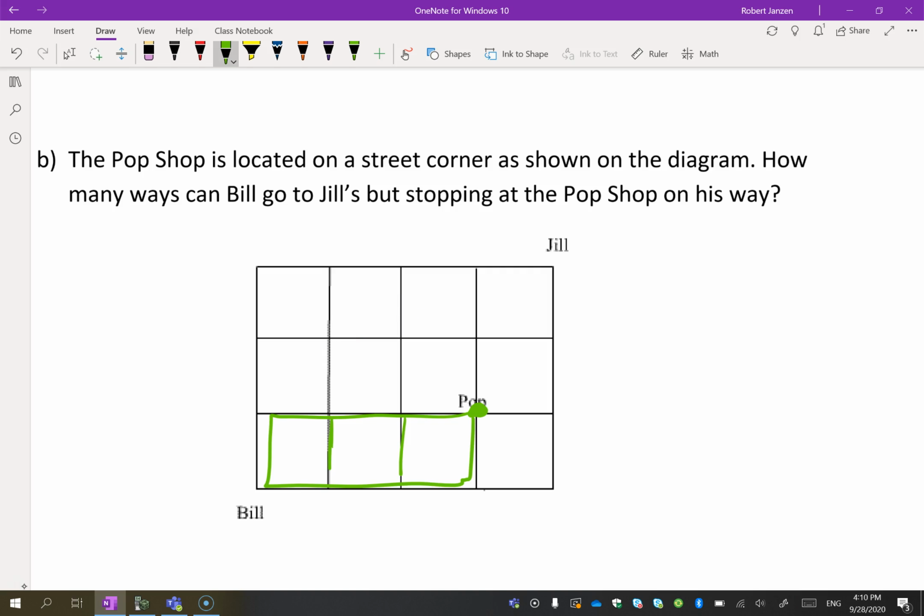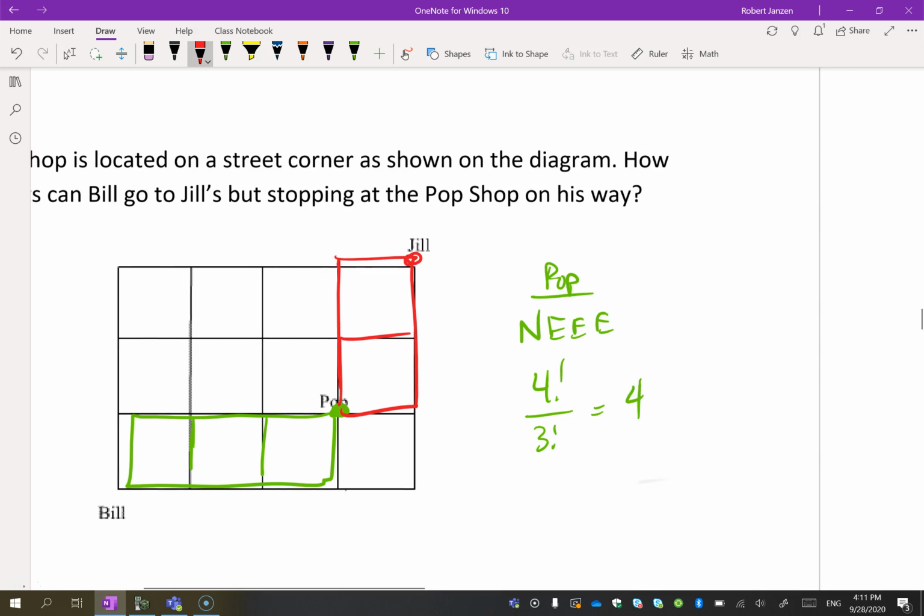Okay, how would Bill get to the pop shop? Well, he's going to travel north once and east 3 times. So this would be 4 factorial over 3 factorial. There's 4 ways to get there. You can verify that by checking the picture. Okay, and then we want to get to Jill's place from here. All right, and if we look at that, you're going to have to go north twice and east once. So this is going to be 3 factorial over 2 factorial, which is 3.